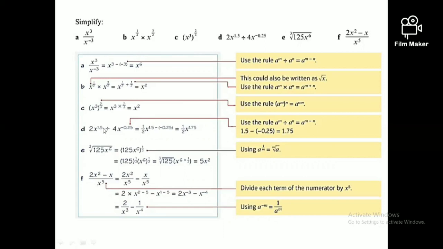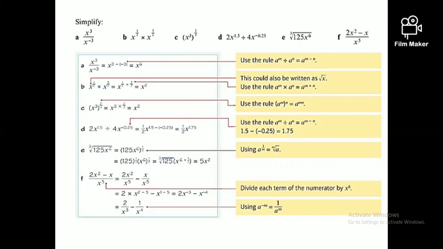2 times x to the power 1.5 divided by 4 times x to the power minus 0.25. 2 divided by 4 is half, 0.5. Here when you operate the powers, x to the power 1.5 minus minus 0.25. This division is this minus, and this minus 0.25 come over here. So your final answer is half x to the power 1.5 plus 0.25, which is 1.75. So your final answer turns out to be half x to the power 1.75, right?